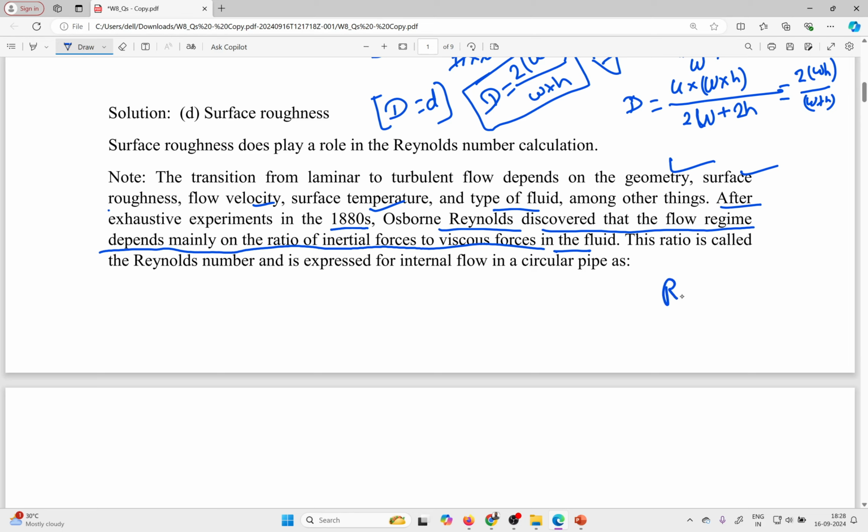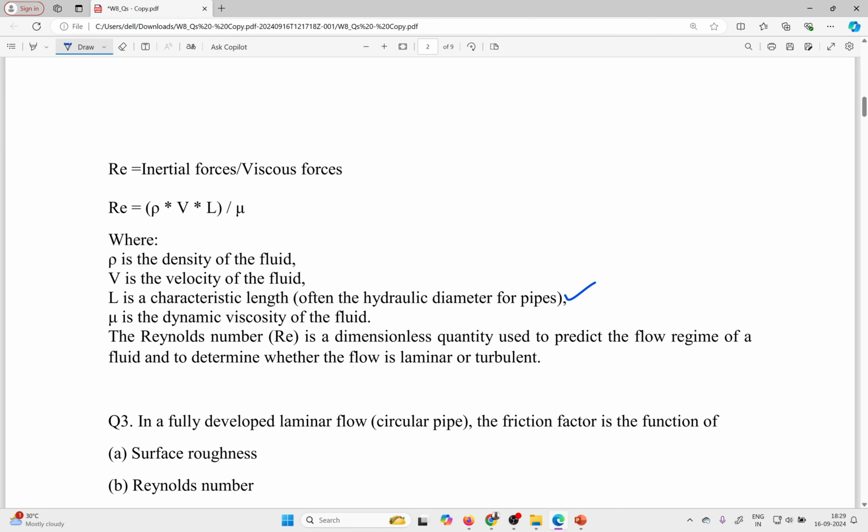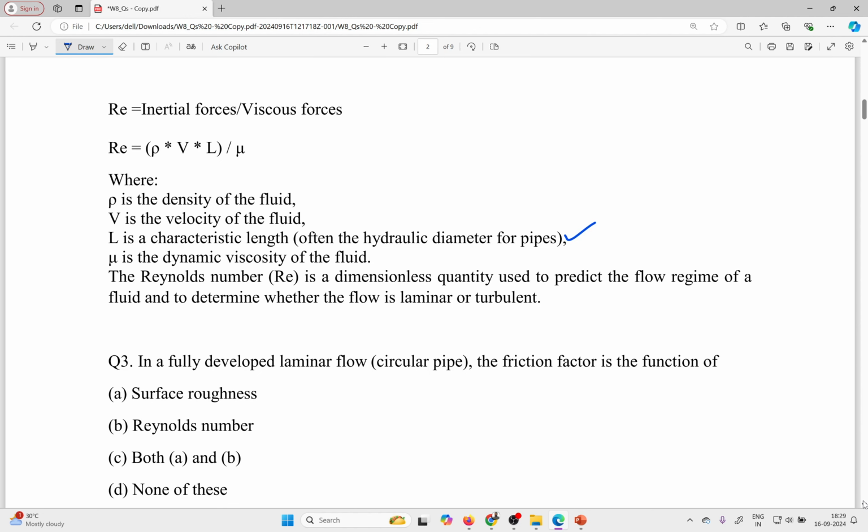That's why your Reynolds number is the ratio of what? Inertia force by viscous force. The ratio is called the Reynolds number, expressed for flow in a circular pipe like this: rho V L by mu, where L is the characteristic length, often the hydraulic diameter for a pipe, and mu is the dynamic viscosity. Everything you know already. So now moving ahead with the next question.